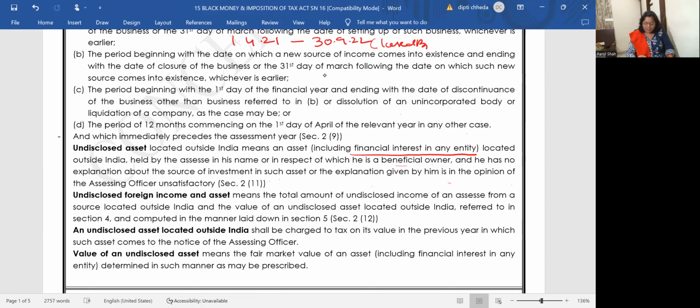Shares. So undisclosed asset located outside India means any asset including financial interest located outside India, held by the assessee in his own name, or of which he is a beneficial owner, and he has no explanation about the source of investment, or the explanation given by him is not satisfactory.